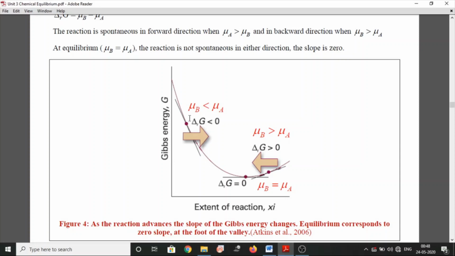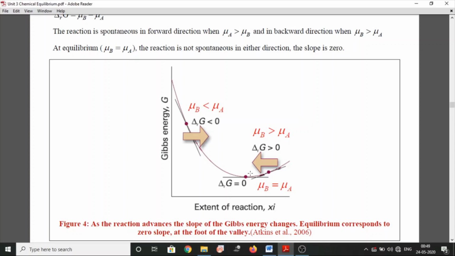To understand this in terms of chemical potential, when μ_A is greater than μ_B, the reaction proceeds in the forward direction. When μ_B is greater than μ_A, the reaction proceeds in the backward direction. At a particular concentration of both A and B, at a particular ratio of A and B, the reaction Gibbs energy is 0.